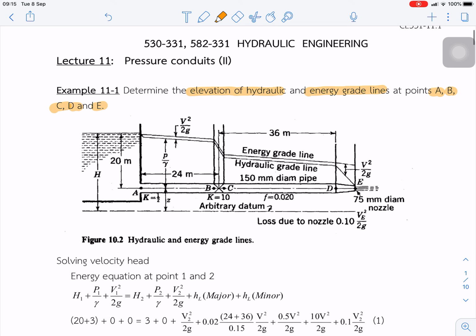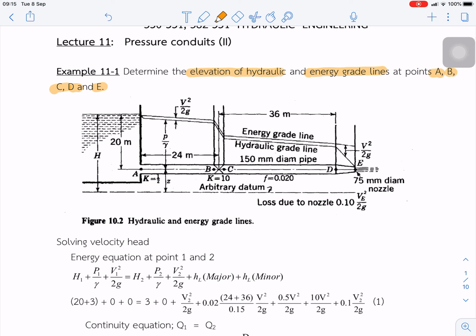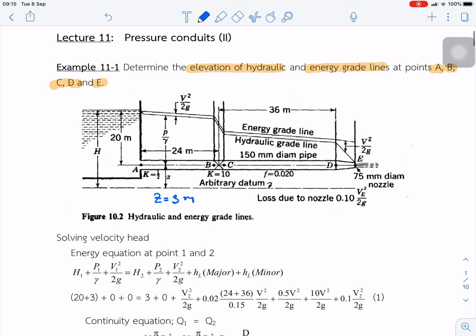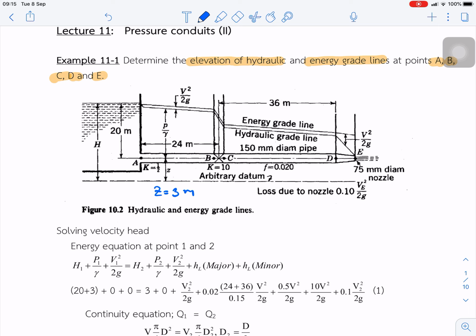In this example, the water flow from the tank is gravity flow, and given that the head here is 3 meters. We start to solve the velocity head for this gravity flow by using the energy equation between point 1 and point 2. Point 1 is here at the surface, and point 2 is at the outlet.